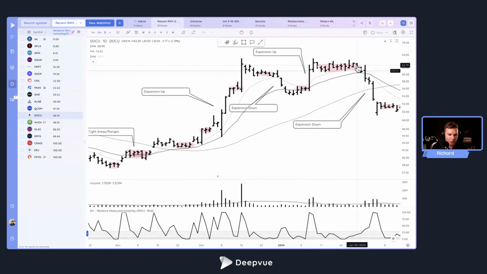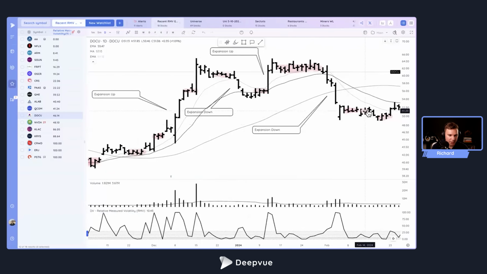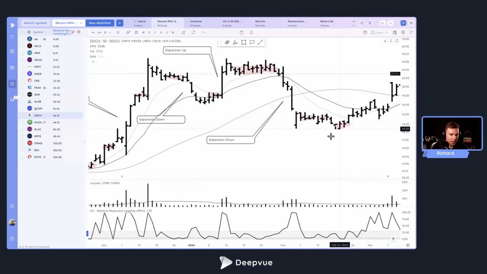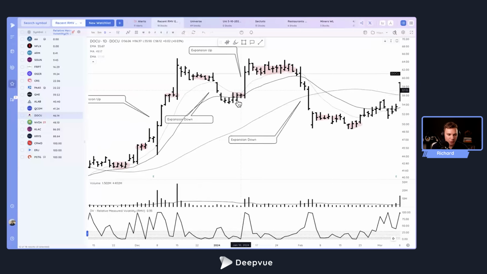Here it got too tight for too long. RMV stayed really low for quite some time, and then we got an expansion down. Then we got very tight areas, expansion down. Tight areas, we start another uptrend to move up. So DocuSign, a really good example if you want to study tight areas and how they lead to significant expansions.